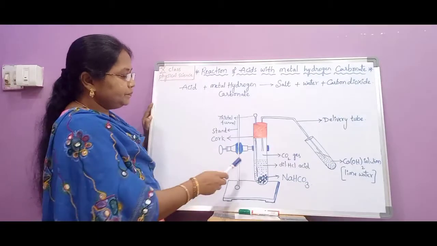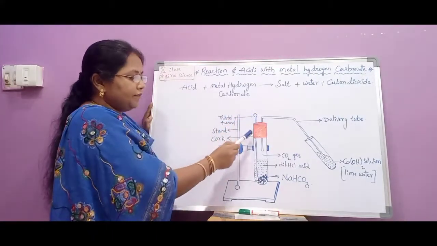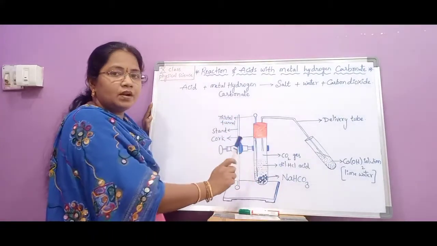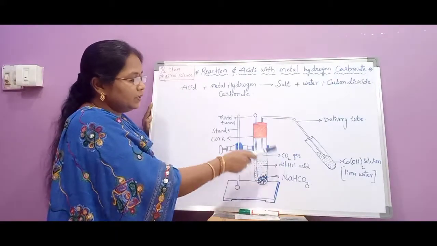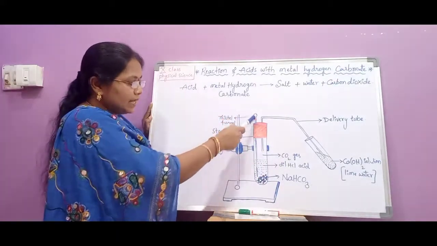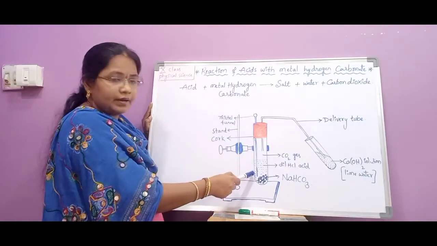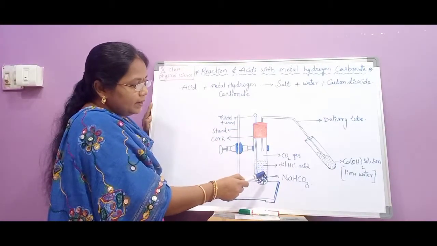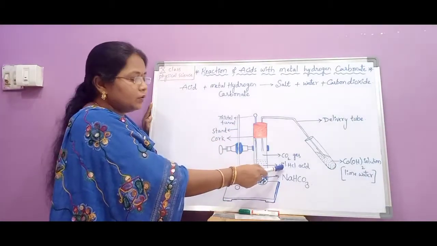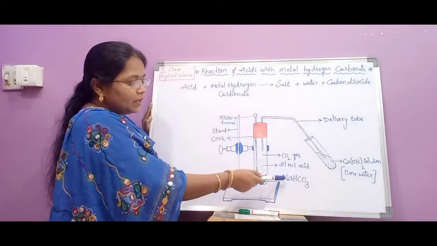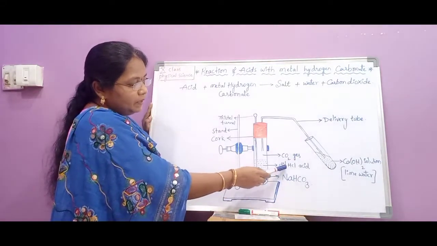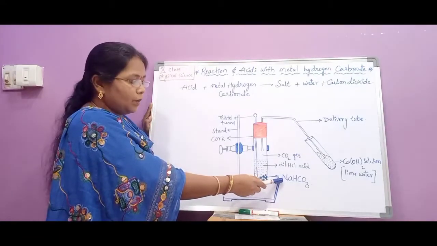Then pour about 2 ml of dilute hydrochloric acid. Here we did not change the acid, it is hydrochloric acid only. 2 to 5 ml of dilute hydrochloric acid should be poured through the thistle funnel into this test tube. Then after the addition of dilute hydrochloric acid into this test tube, a chemical reaction takes place between the acid and sodium bicarbonate.